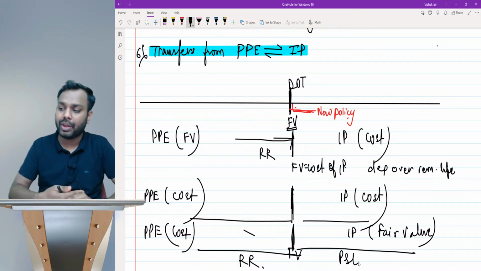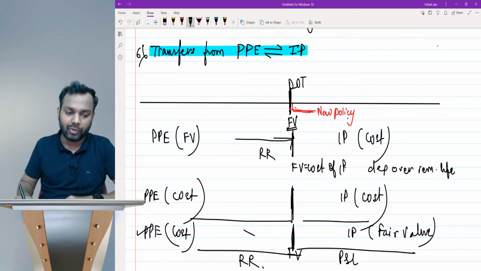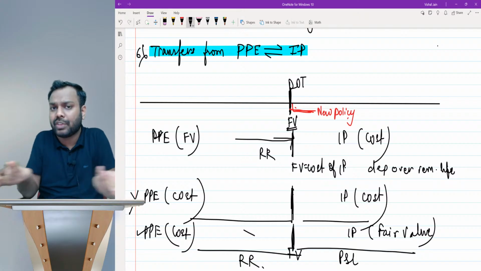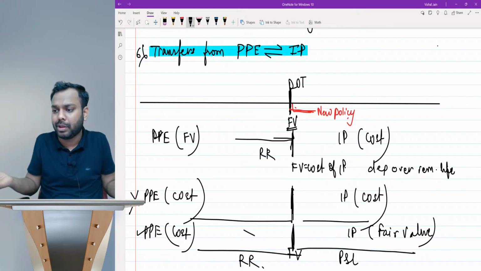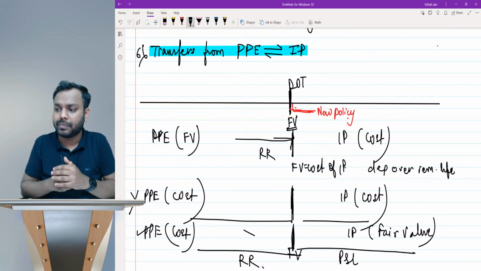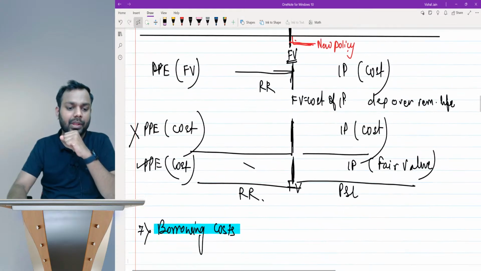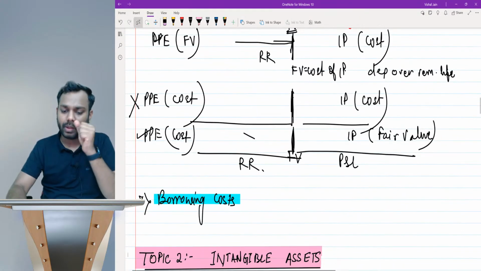Yes, we have to find the fair value on the date of transfer. In this case we have to find fair value. In this other case we don't need to find fair value, because prior also cost, after also cost. Then why is fair value required? Is it clear, Manav? Okay. Is it clear, Manav?